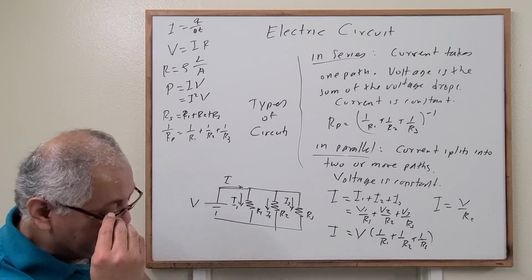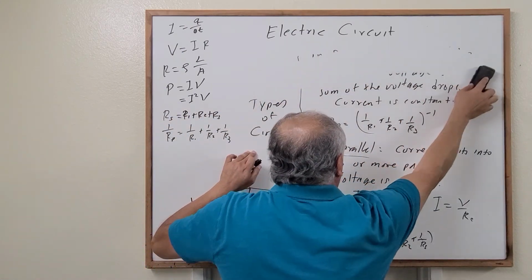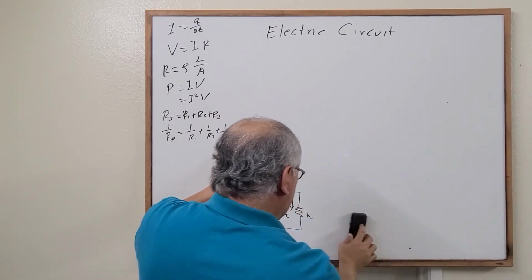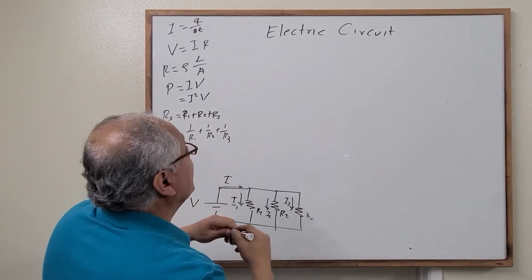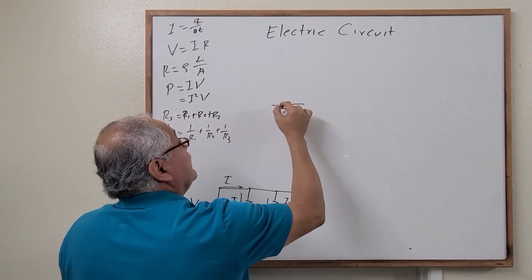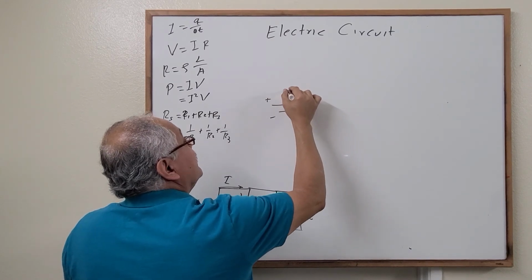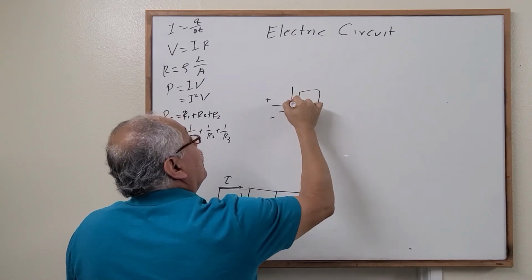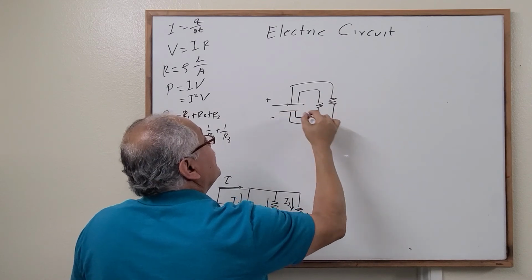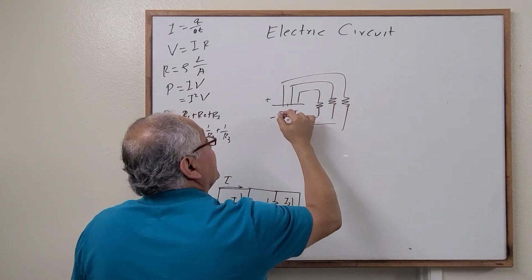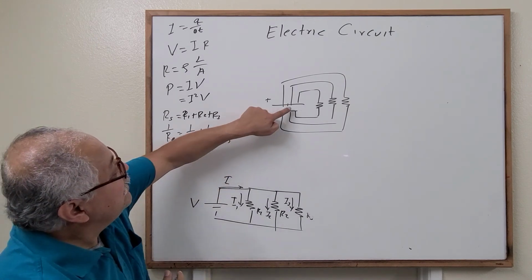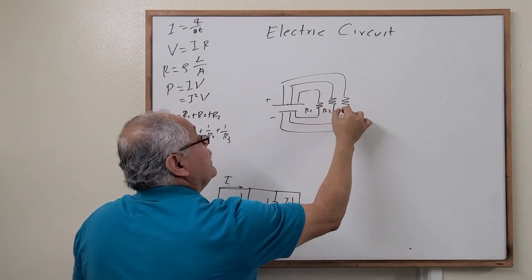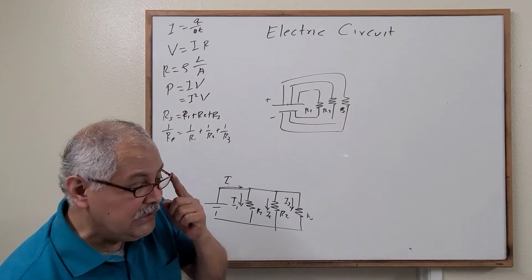Now, when we're dealing with parallel circuits, we can also represent those circuits in different ways. We can use this way, or we can use this way for parallel. Imagine this is for parallel, positive and negative. This is resistor 1, or we can use this one, resistor 2, and finally resistor 3. You can see all of them have the same voltage, and this is R1, R2, and R3.